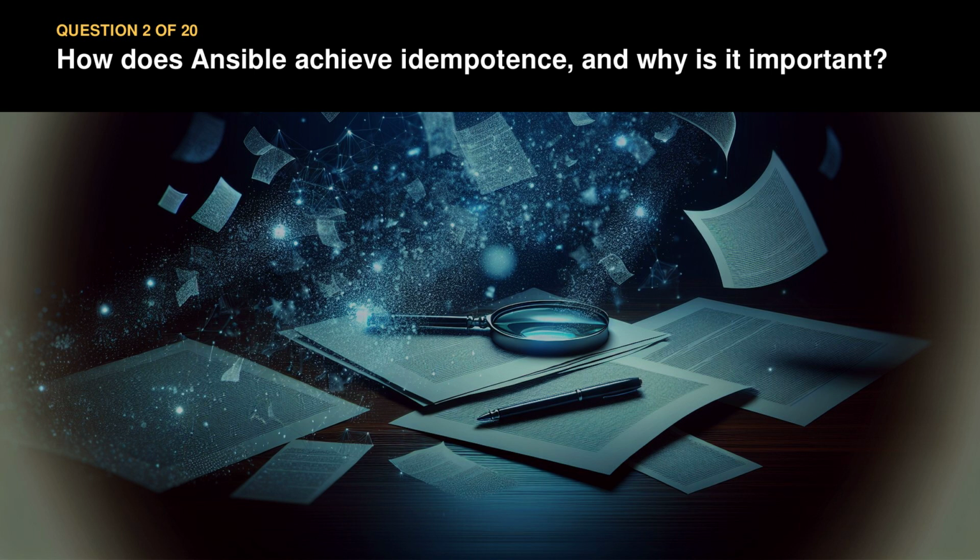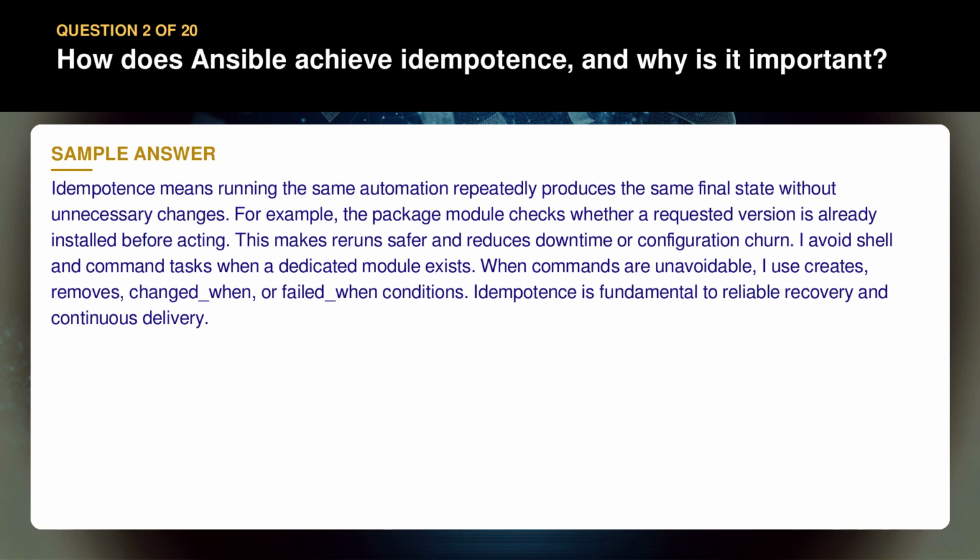Question 2. How does Ansible achieve idempotence, and why is it important? Idempotence means running the same automation repeatedly produces the same final state without unnecessary changes. For example, the package module checks whether a requested version is already installed before acting. This makes reruns safer and reduces downtime or configuration churn.